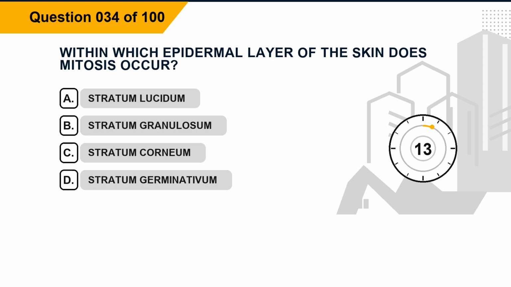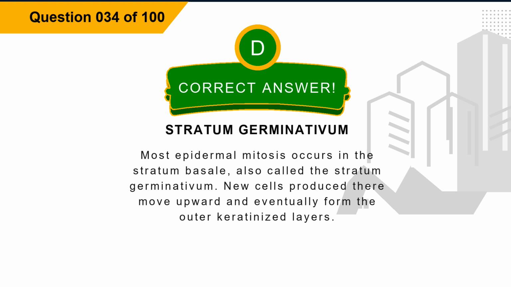Question 34. Within which epidermal layer of the skin does mitosis occur? Option A, stratum lucidum. Option B, stratum granulosum. Option C, stratum corneum. Option D, stratum germinativum. The correct answer is option D, stratum germinativum. Explanation. Most epidermal mitosis occurs in the stratum basale, also called the stratum germinativum. New cells produced there move upward and eventually form the outer keratinized layers.